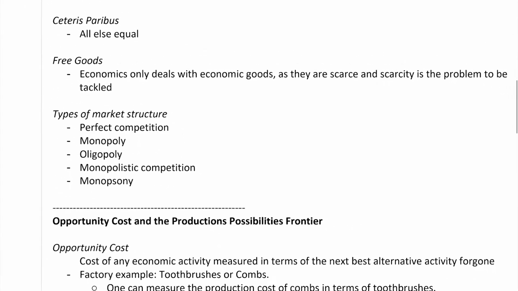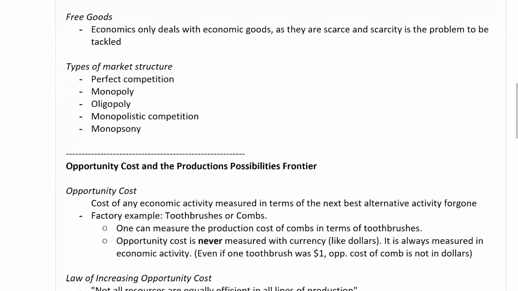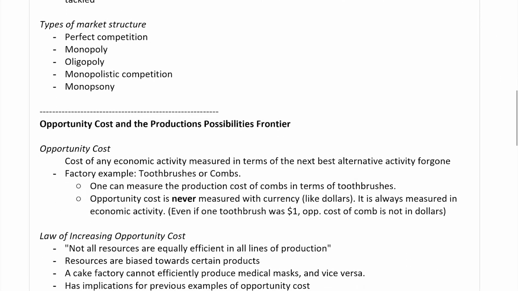Free goods are goods that are relatively abundant, like air, salt water, or maybe dirt. You can't set a price on them because there's so much of it around that there's no point. So economics only deals with economic goods, and economic goods are goods with scarcity as a factor.